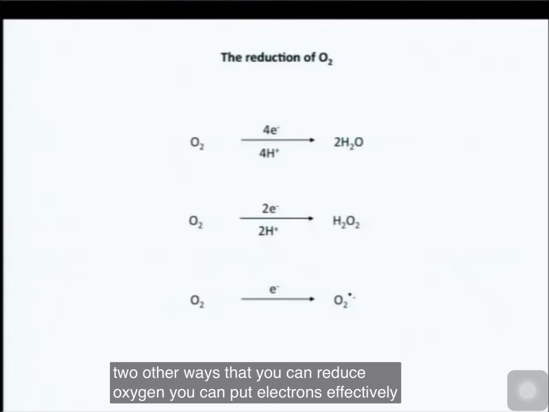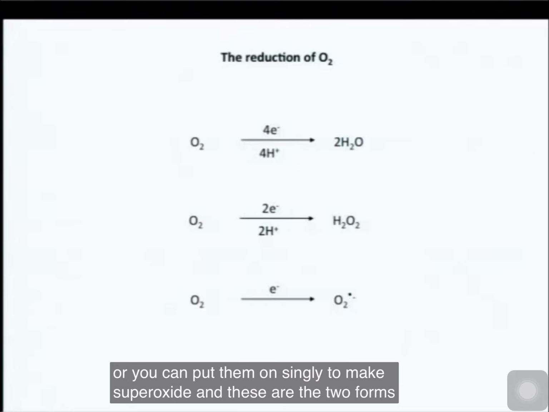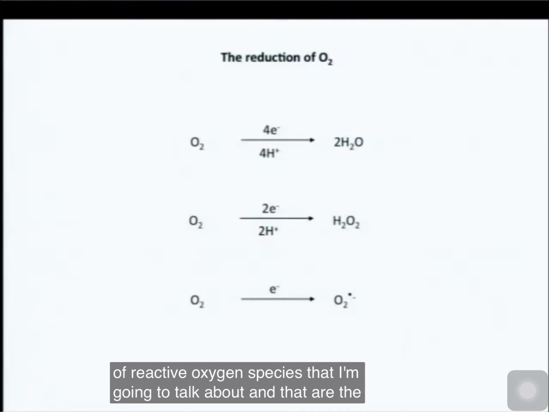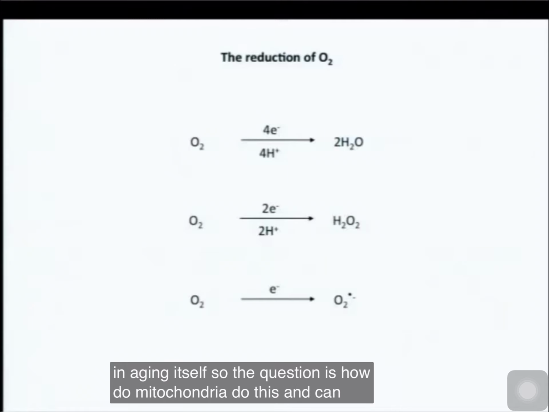You can put electrons effectively in pairs, often one and then another one very quickly, to make hydrogen peroxide. Or you can put them on singly to make superoxide. And these are the 2 forms of reactive oxygen species that I'm going to talk about, and that are the ones that are implicated in diseases and in aging itself. So the question is, how do mitochondria do this, and can we stop them from doing it?